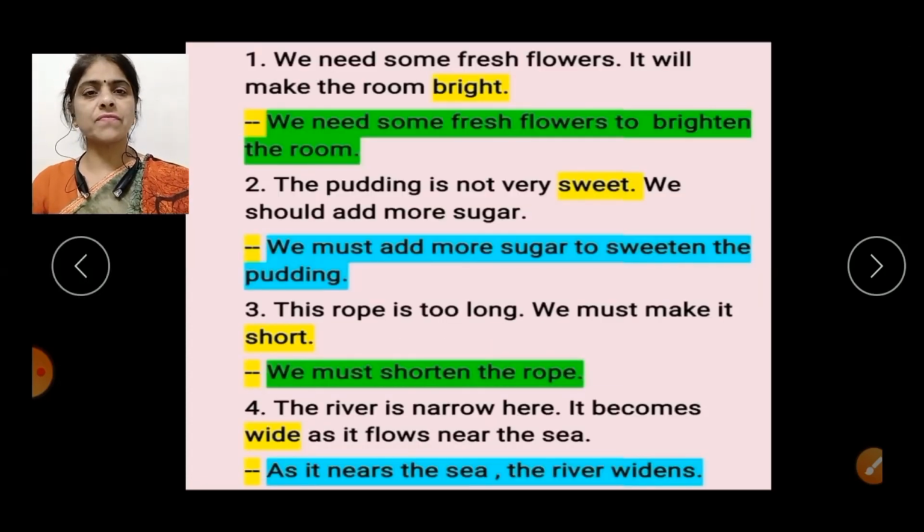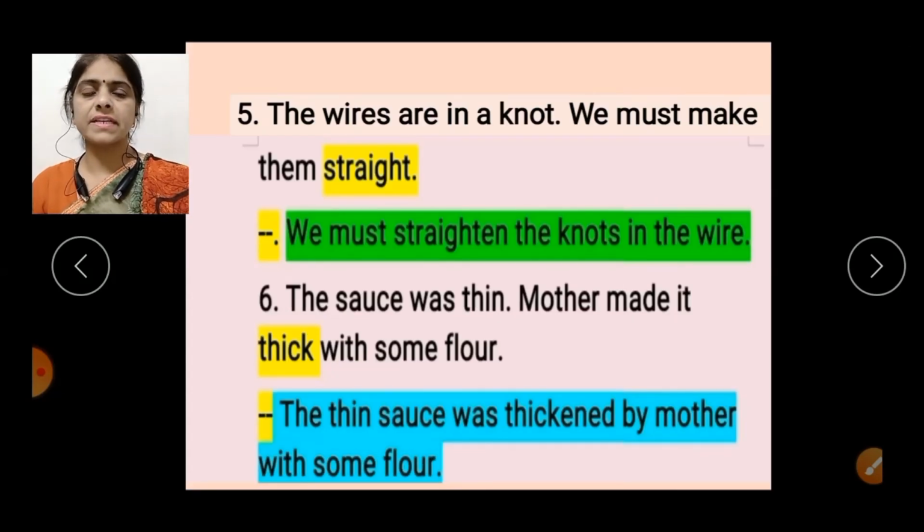Now let's have the fifth sentence. The fifth sentence is, the wires are in a knot. We must make them straight. So here the word straight is an adjective and after adding en it will become straighten. Straighten is a verb. So the sentence will be, we must straighten the knots in the wire.